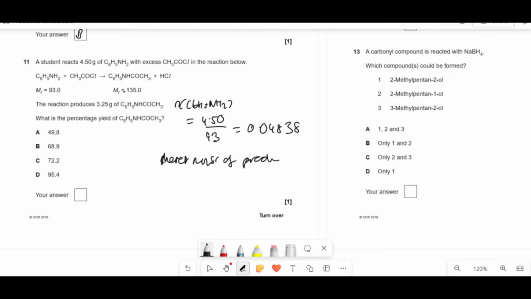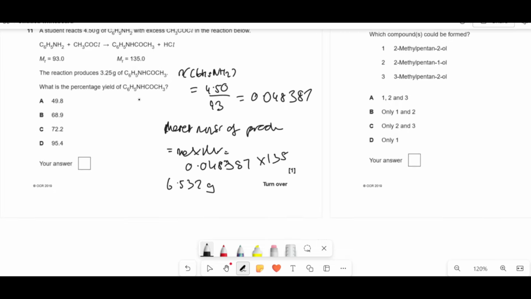So then we can use that to work out the expected mass, or the theoretical mass, of the product, which is going to be its moles times Mr, which is 0.04837, that should really be, times 135. If I do that, we get 6.532 grams. However, they've told us that this reaction actually makes this. So our percentage yield is going to be 3.25 divided by 6.532, times 100. So if I do 3.25 divided by the answer, times 100, I end up getting 49.75, which is A.